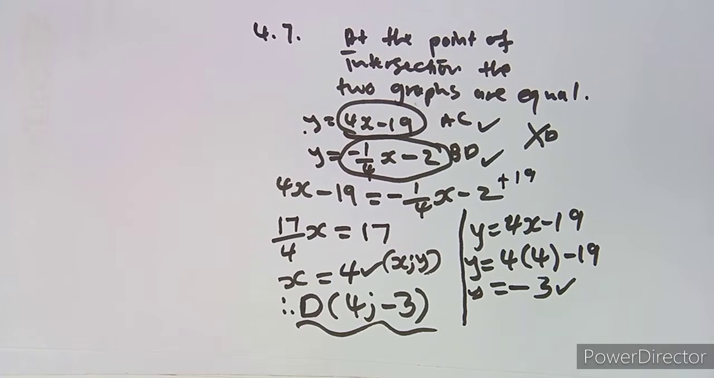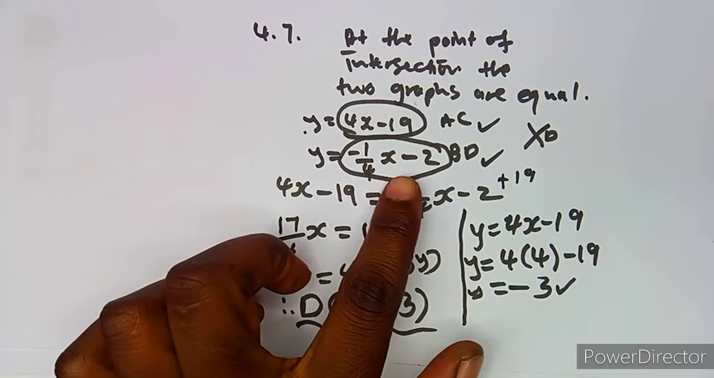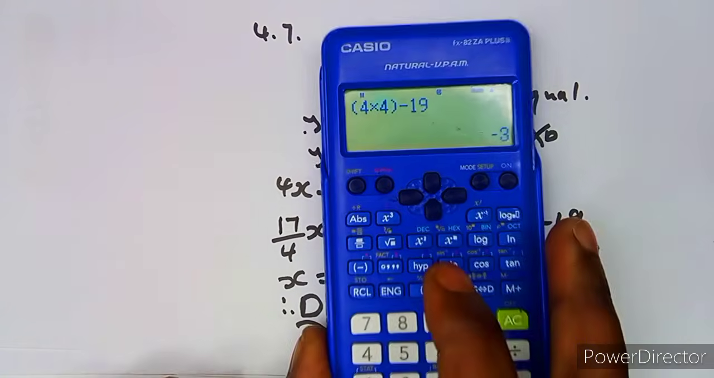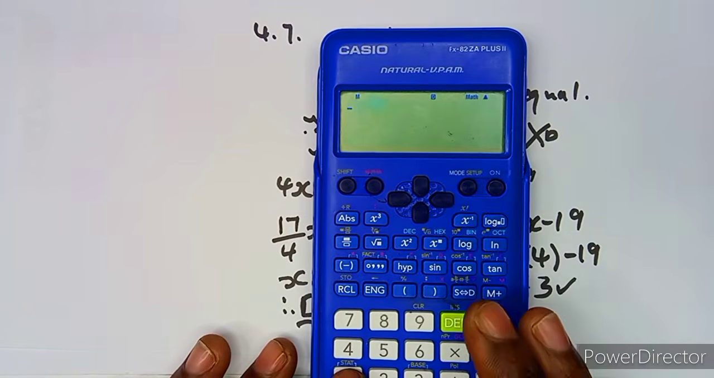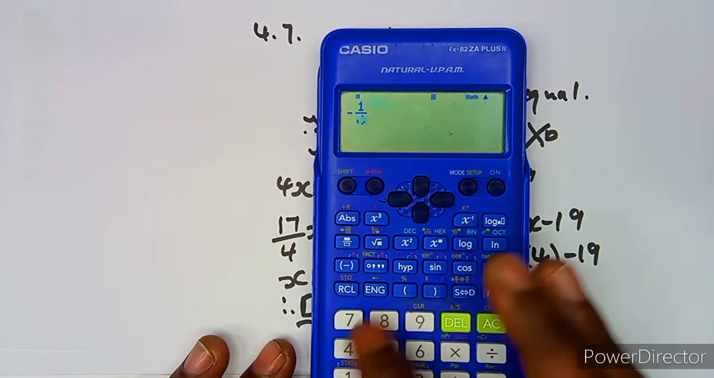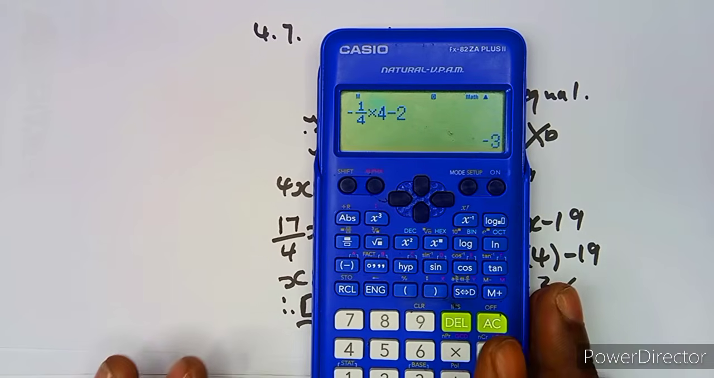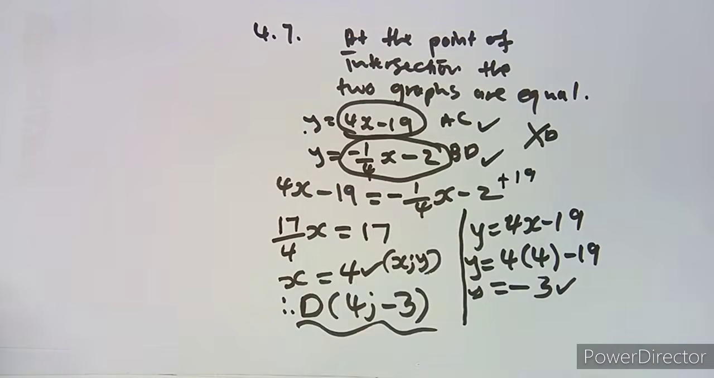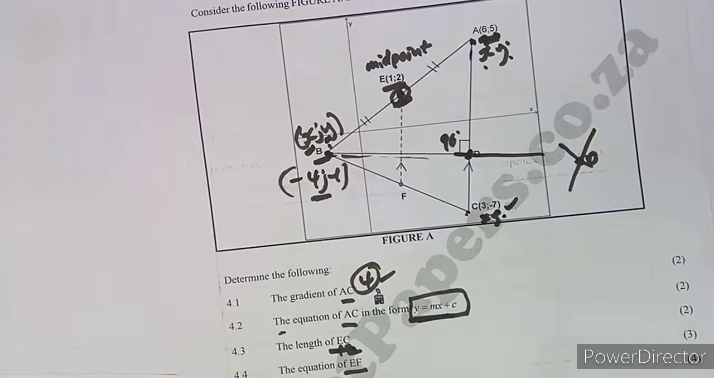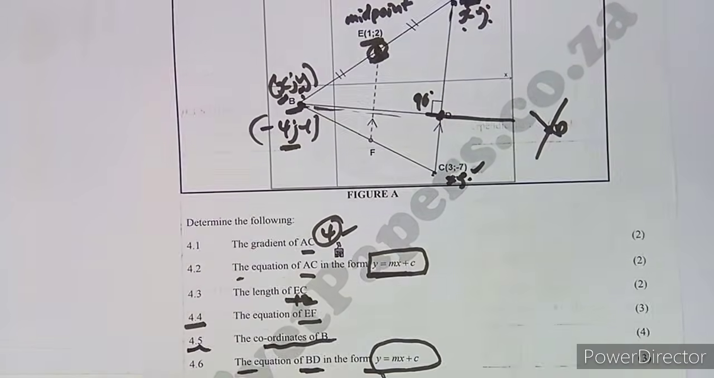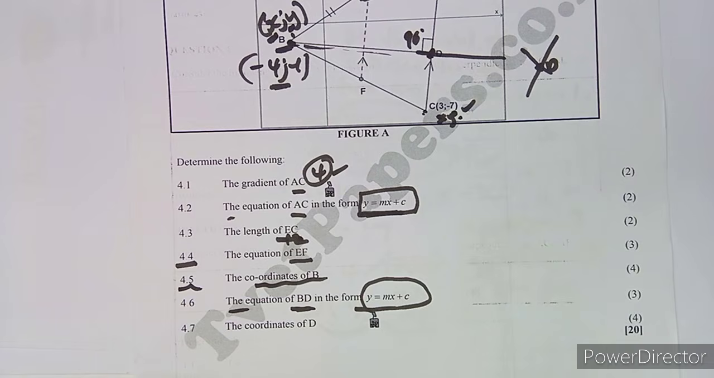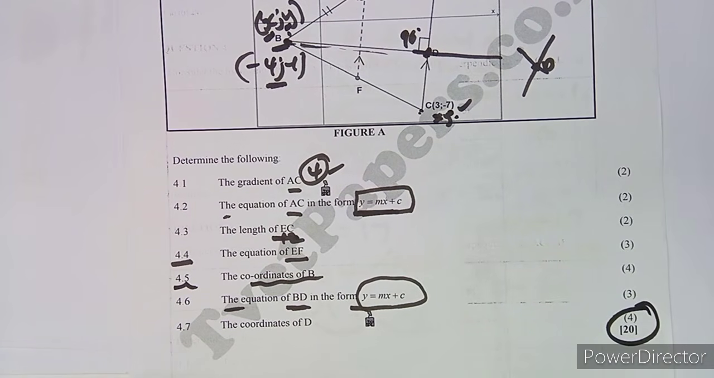Like I said, you could have substituted into the other equation and found the same answer. When x is equal to 4, this was minus 1 over 4 times 4, then whatever you get minus 2, so you obtain minus 3, which is the same answer as this one because they are equal at that point. So that's how you determine the coordinates of the point D. That's what we had for this question, summing up to 20 marks. These marks are very many.